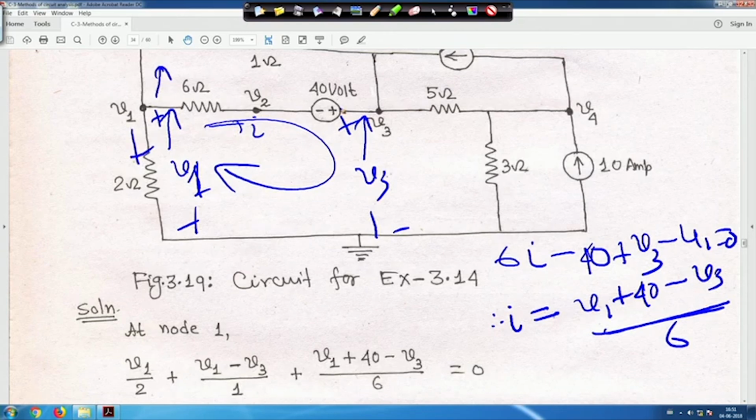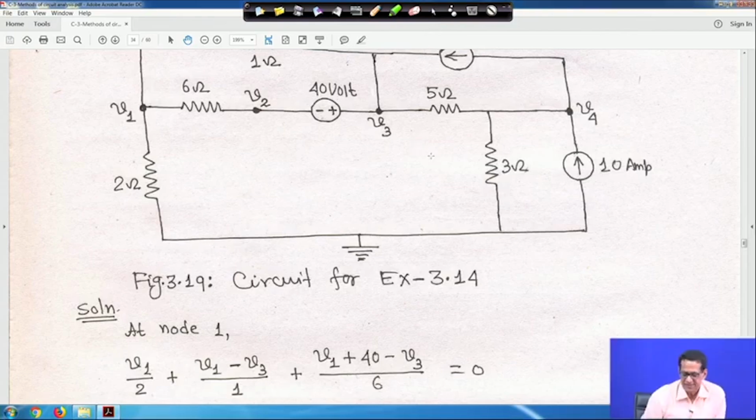So all these currents are leaving the node. That is V1 by 2 plus V1 minus V3 by 1 plus this I, which we have taken as V1 plus 40 minus V3 upon 6, equal to 0. I hope you have understood this. So, let me clear it.